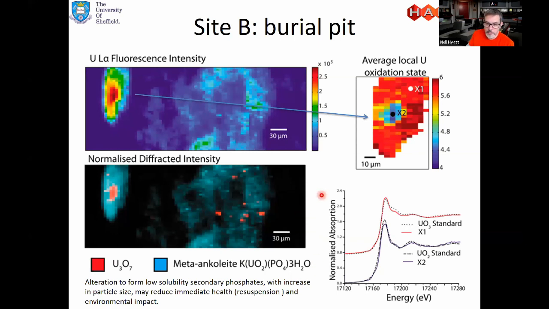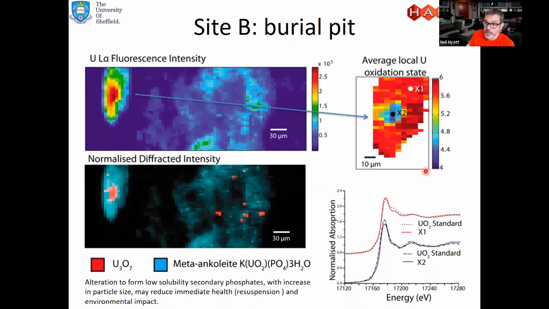So at the top here, you can see we have regions of uranium alpha emission intensity, which are fairly concentrated, but also more diffuse. And if we cross-correlate this with the normalized diffraction intensity using Bragg reflections of U3O7 and meta-ankoleite, what we find here is that we've caught in the weathering process a core of a U3O7 particle with meta-ankoleite forming as a secondary alteration phase.